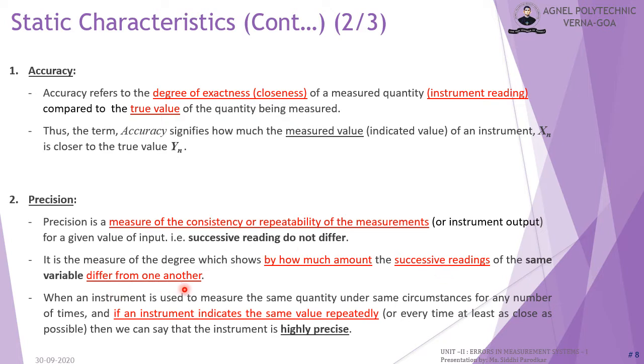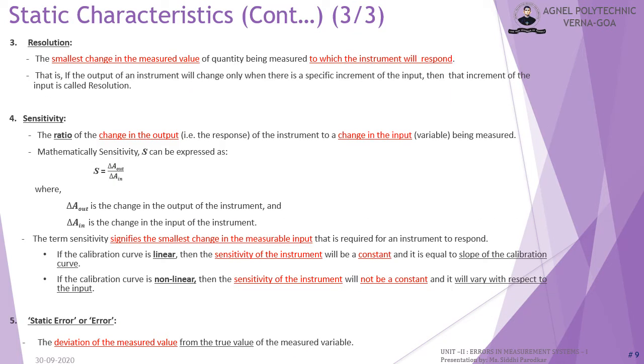When an instrument is used to measure the same quantity under the same circumstances any number of times, and if the instrument indicates the same value repeatedly, or at least every time it indicates a value closer to the previous value, then we can say that the instrument is highly precise. The third static characteristic of an instrument is resolution. Resolution is defined as the smallest change in the measured value to which the instrument will respond.